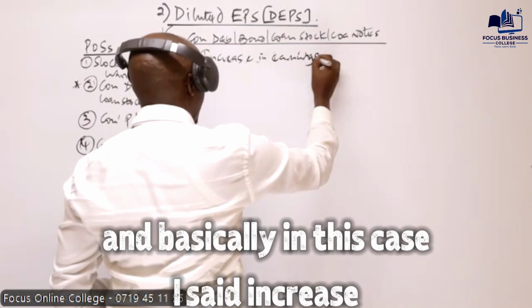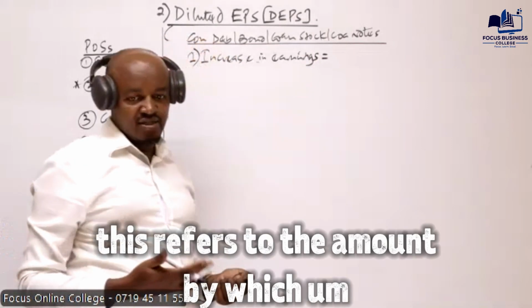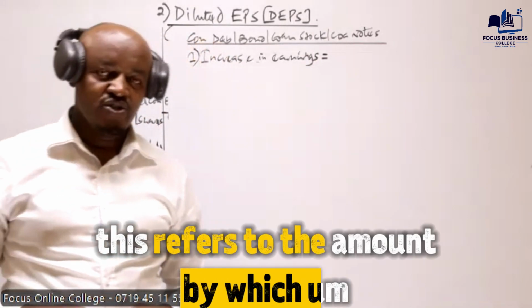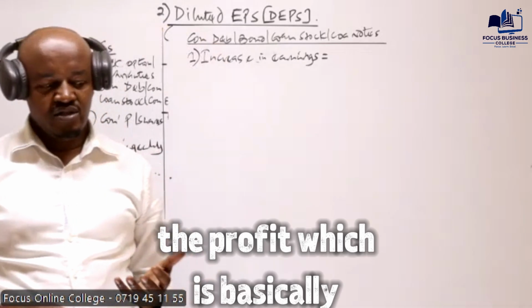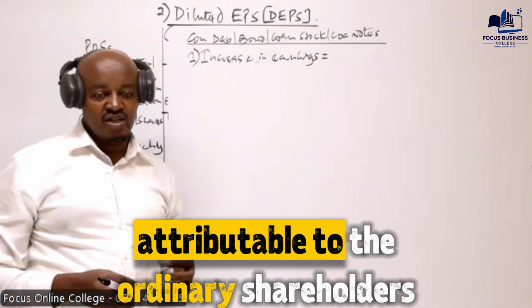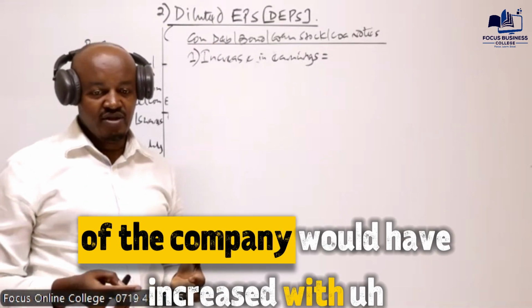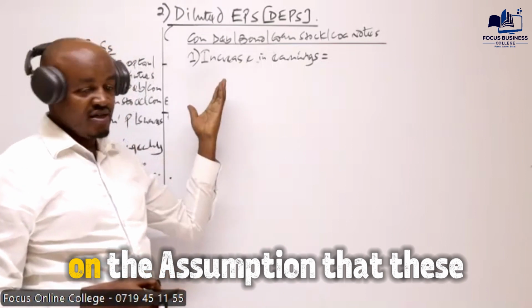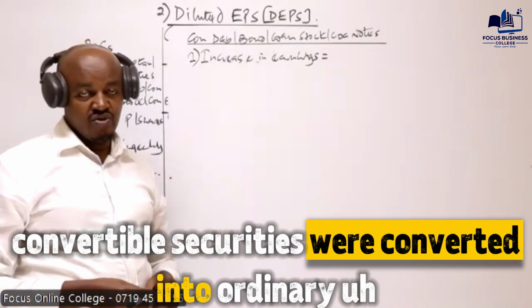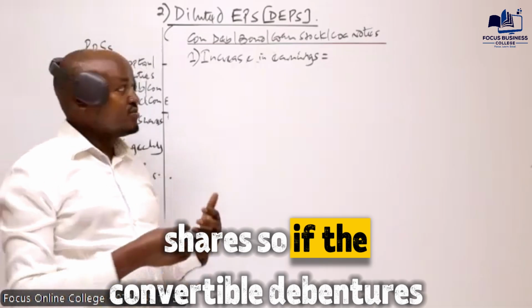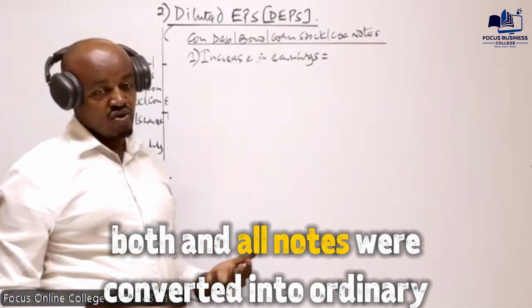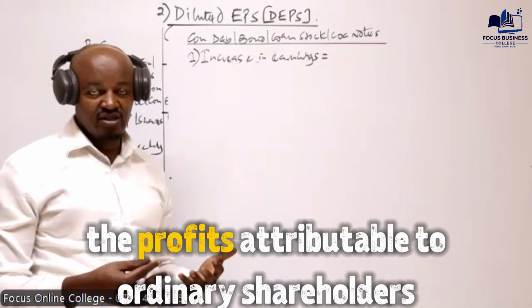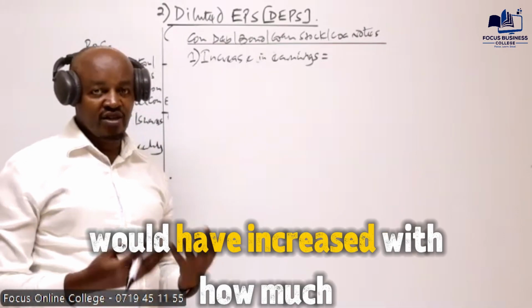In earnings. And basically, in this case, I've said increase in earnings. This refers to the amount by which the profit attributable to the ordinary shareholders of the company would have increased, on the assumption that these convertible securities were converted into ordinary shares. So if the convertible debentures, bonds, and loan notes were converted into ordinary shares, the profits attributable to ordinary shareholders would have increased by how much?